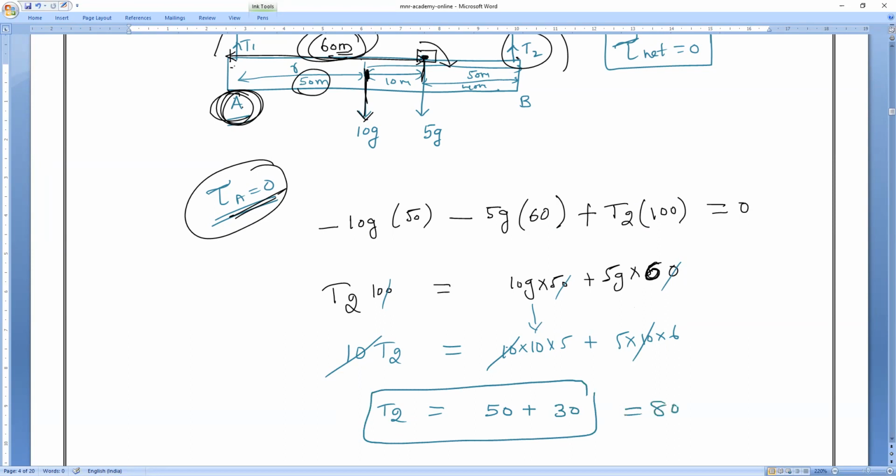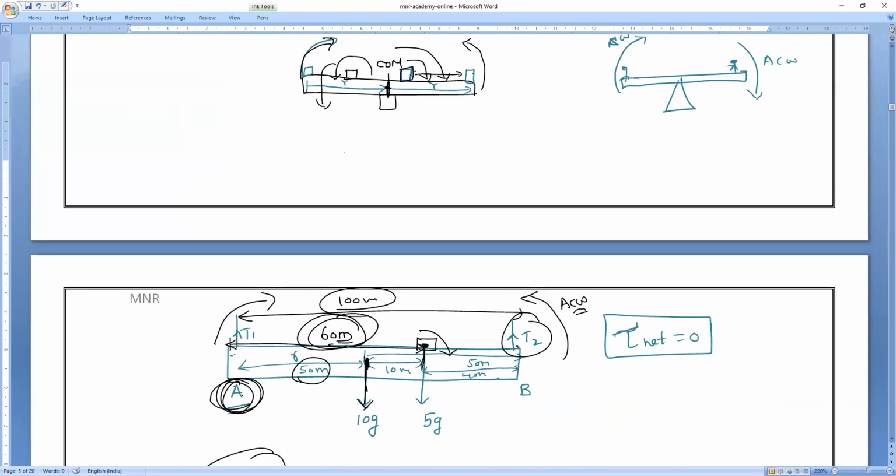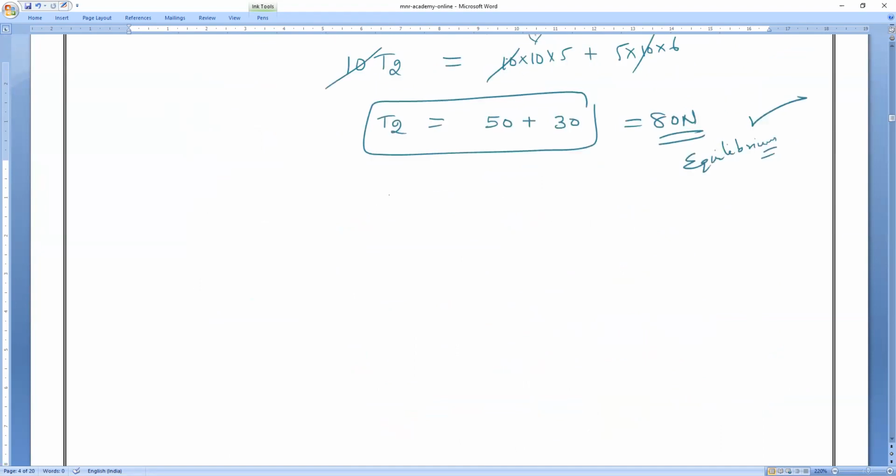So how much is the T2? Everybody? 18. 18 plus it is in equilibrium. So do you all understand it? All of you? Clear? Please respond. Whenever you are finding this, this is how you need to do it, either this way or that way, your choice. So this is how you have to solve the equilibrium question.